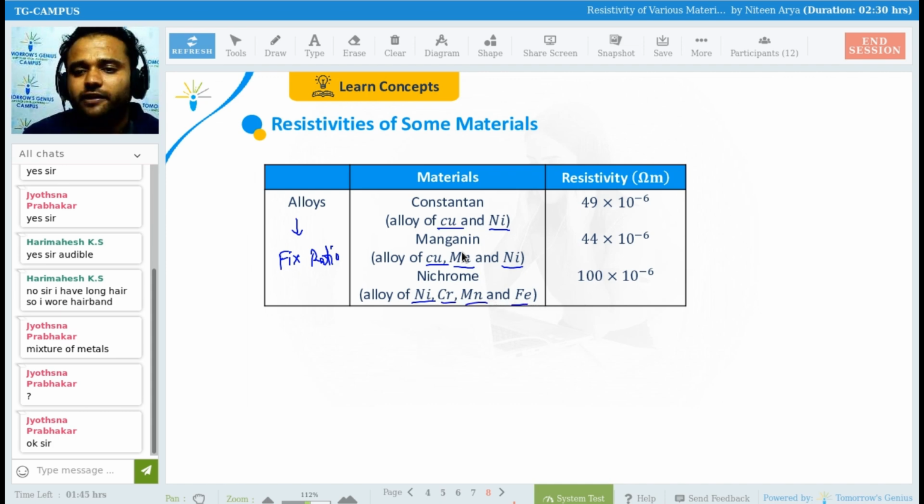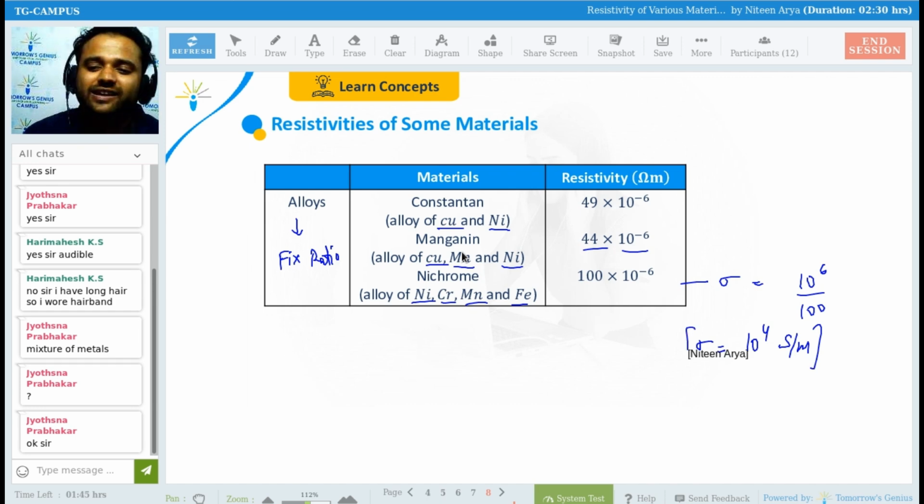And their resistivity is 49 into 10 to the power minus 6, 44 into 10 to the power minus 6. This is very easy. So you can find the conductivity is 10 to the power 6 divided by 100, which is 10 to the power 4 Siemens per meter, because that is divided by 100. So that is an easy one. Clear everyone? So still it is very high. You can see that is the least, but it is very high. Even being the least, even being the minimum also.